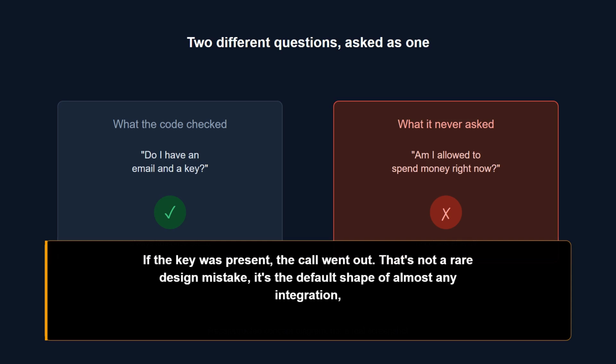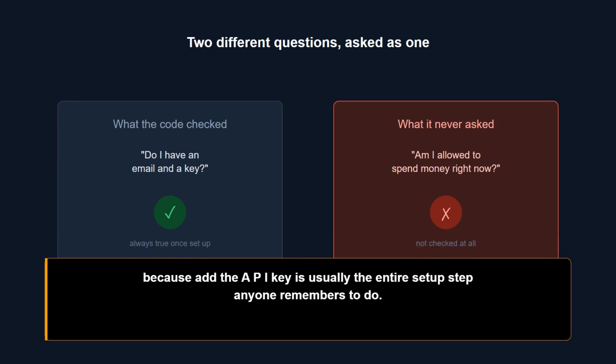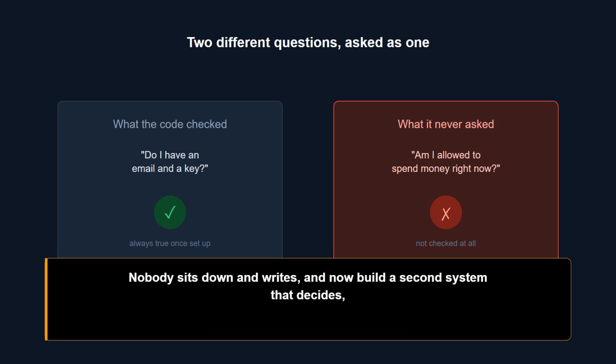That's not a rare design mistake. It's the default shape of almost any integration, because "add the API key" is usually the entire setup step anyone remembers to do. Nobody sits down and writes, "and now build a second system that decides every single time whether using that key is actually appropriate right now." That second system has to be deliberately added. It doesn't come for free.